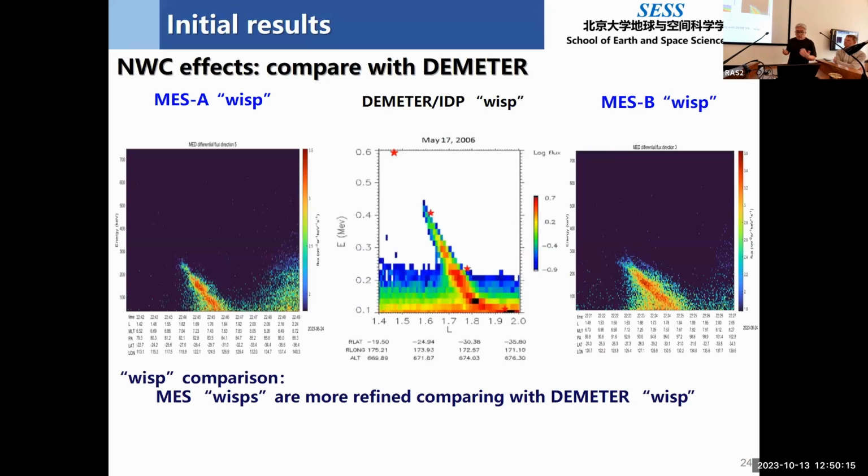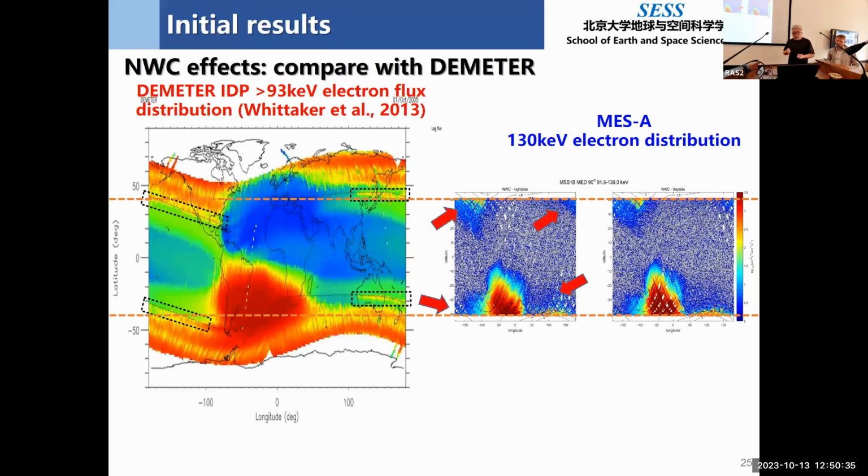We also see these structures, but with higher resolution. The left one is for the A satellite measurement, and this one is for the B satellite measurement. If we look at the distribution of the sweep structure, we can see it is distributed where the arrow points. So it's the same as Dimitri's measurement.